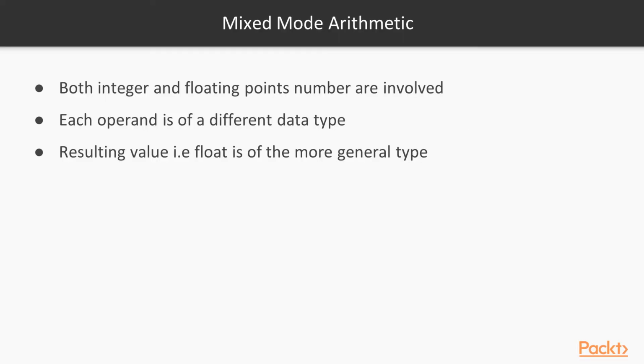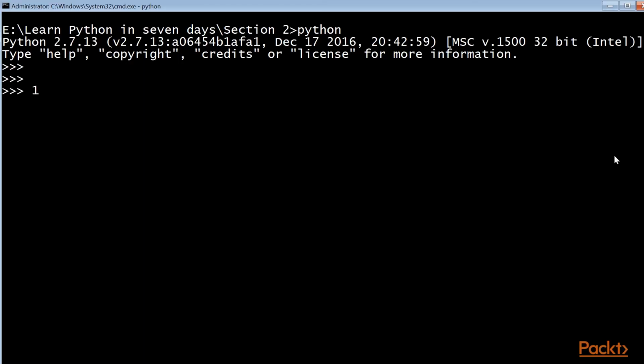The arithmetic operation involving both integer and floating point numbers is called mixed mode arithmetic. When each operand is of a different data type, the resulting value is of the more general type, and float is the more general type. Let's make it clearer for you with this example. We divide 11 by 2 and we get the result as 5, and when we divide 11 with 2.0, the result is 5.5. Here, the less general type integer, 11, is temporarily and automatically converted into float 11.0. Then the calculation is performed. It is called mixed mode conversion.